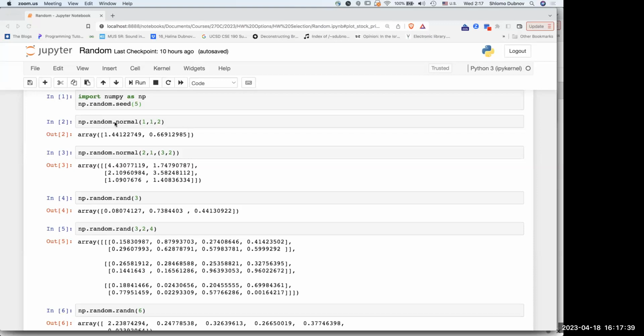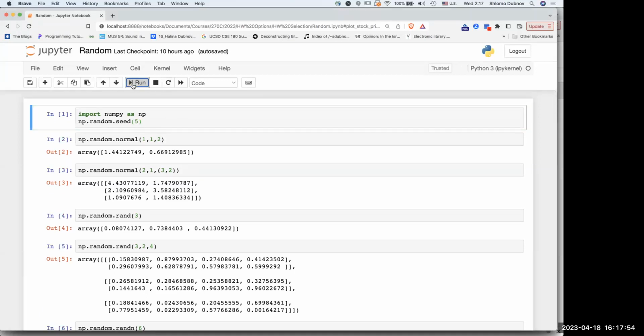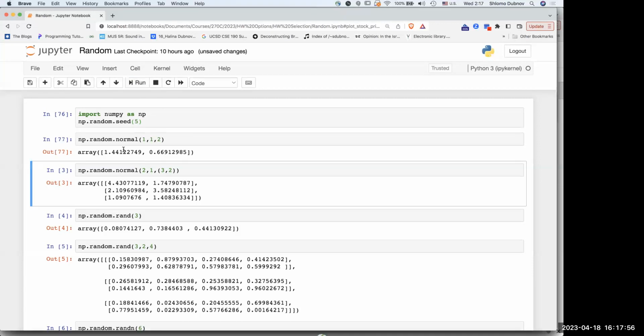So for instance, in the NumPy normal, of course you can type help and seed. It's mean, variance, and the dimensions. If you run this code here, every time you run it, you'll get a slightly different outcome. But if you repeat this experiment enough times, you'll see that the mean will be around 1, and the variance will also be 1, and it's always two-dimensional. So you have two samples.